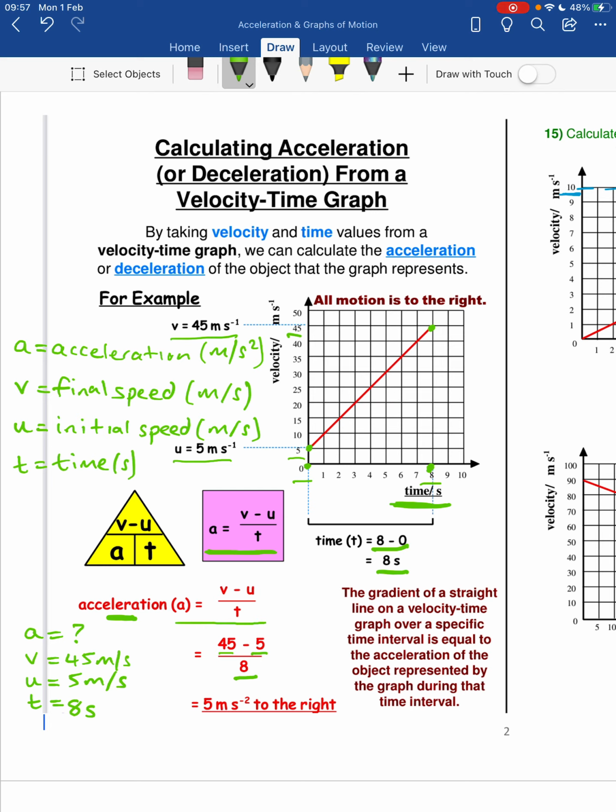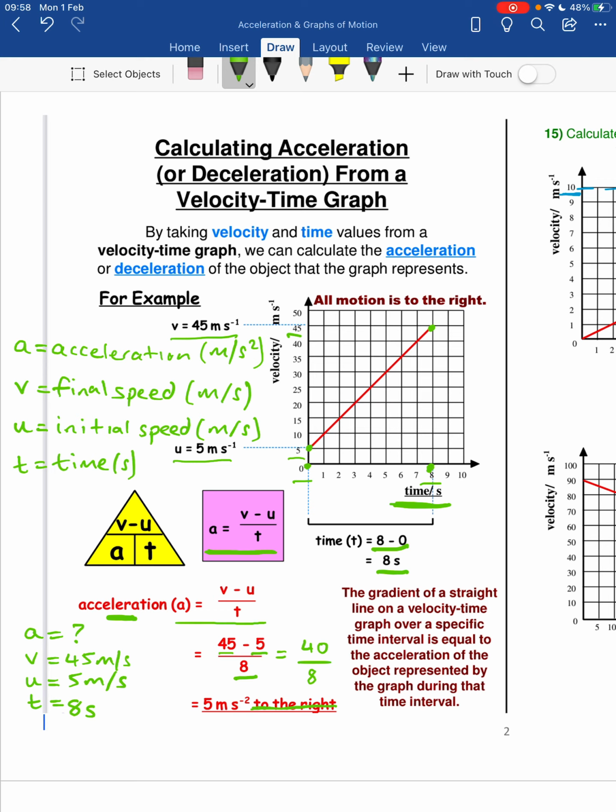Now if you want to, you can add in an extra bit of working to make it easier to find the final answer. 45 take away 5 can be simplified to just 40. And that makes it easier to find the final answer, which would just be 40 divided by 8. And then that gives us a final answer of 5 meters per second squared. For the moment, you don't need to worry about the direction that it's headed. You just need to write down the final answer with the units.